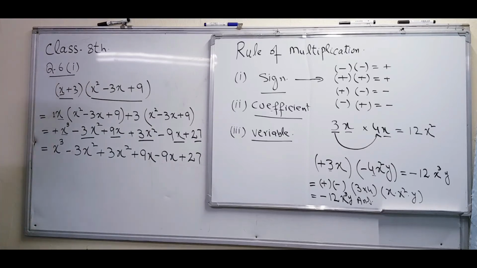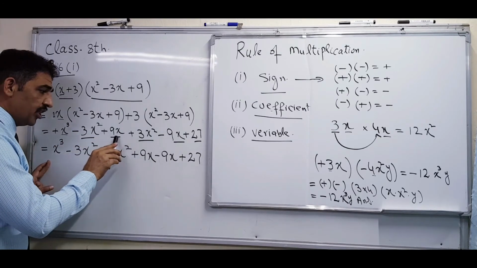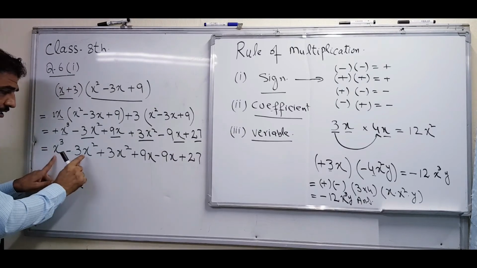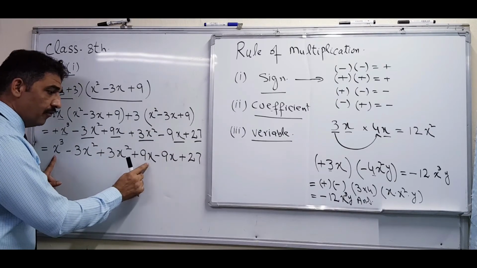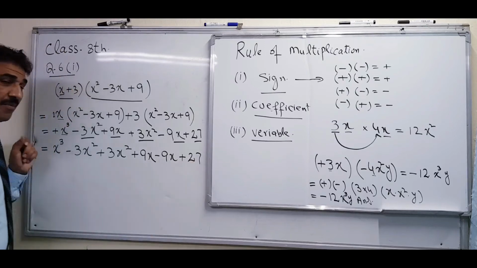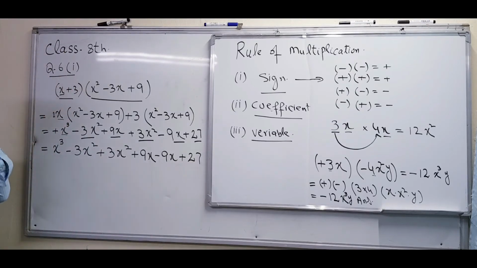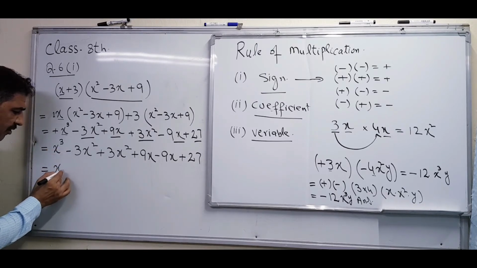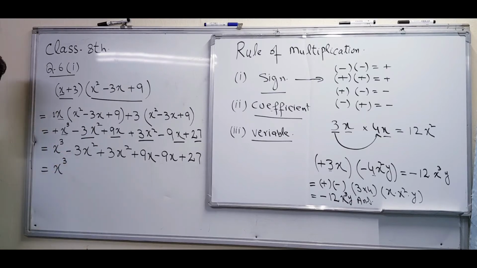And after that, you will also check that all the terms are written in the rearrangement. How many terms are here? 1, 2, 3, 4, 5, 6. Check. 1, 2, 3, 4, 5, 6. It means that we have written all the terms. Now more simplification. x cube, there is no other term of x cube, so x cube will remain the same.